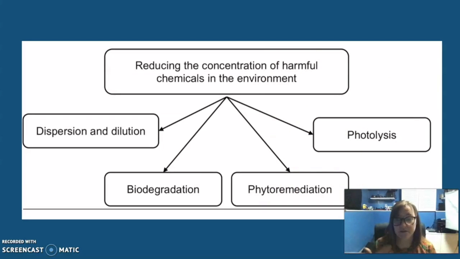So again, another little flow chart to help you remember. To reduce the concentration of harmful chemicals in the environment, we use dispersion and dilution, biodegradation, phytoremediation, I'm not really sure how to say that one, and photolysis. So that will get us through for this week.